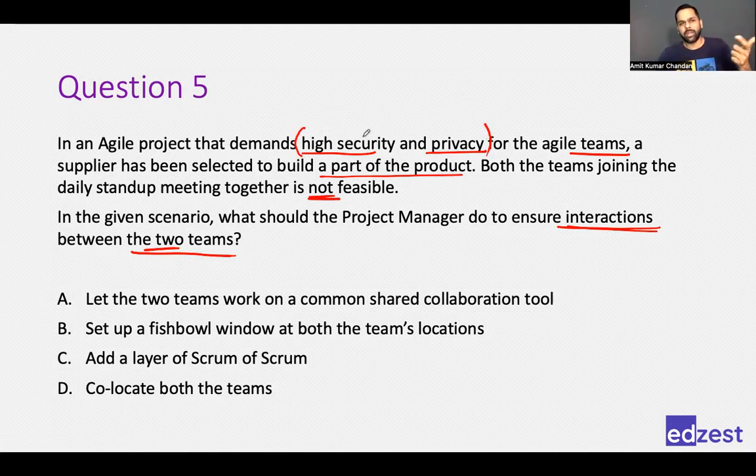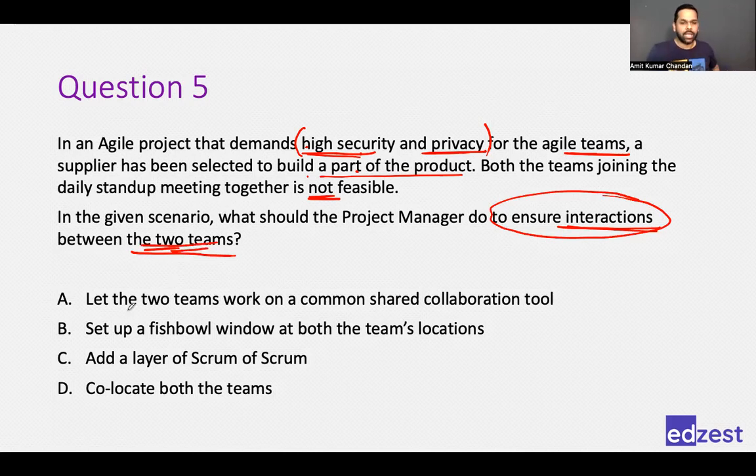Okay, major problems, critical problems. Those are kind of requirements, right? Those are kind of specific information about the project. Here also it says high security and high privacy. So it may have an impact on the question. It may not have an impact, but we have to spot it. Okay, so we have spotted that. So it demands high security and privacy for the agile teams. A supplier has been selected who will do the build part of the product. Now the question is how would you ensure the interaction between the two teams is effective?